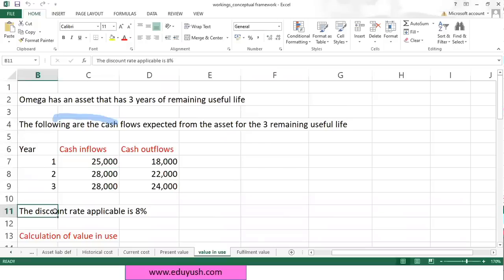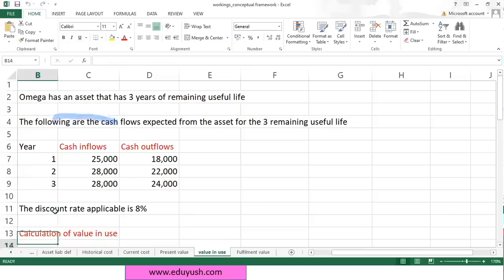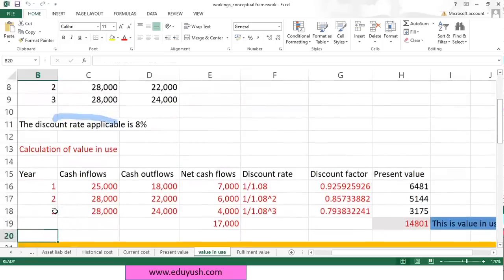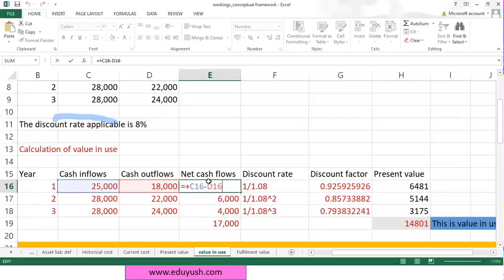Have you understood the information given here? Any doubts? Discount rate means you can take it as interest rate. Any doubts on the information given here? No. Okay. Now I'm going to tell you how to calculate a value in use. We write down the years 1, 2, and 3. We write down our cash inflows and cash outflows, and we get a net cash flow. Net cash flow is inflow minus outflow.